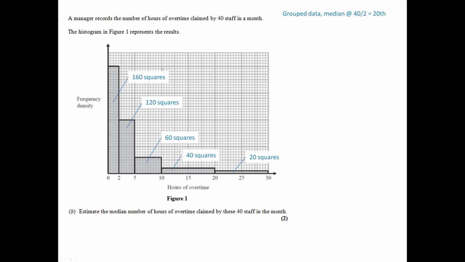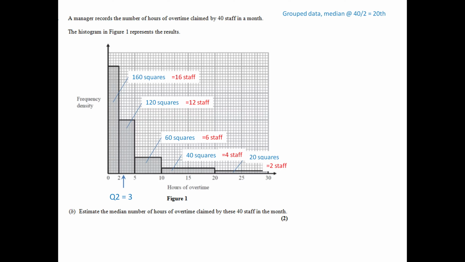So if I look at what each of the bars now represent, that first bar represents 16 staff, the next 12 staff, and so on. If I want the 20th staff member in order, I know I've got 16 covered by this first bar, so I need 4 more, or 4 staff into this bar. There are 12 staff in total in that bar, so 4 out of 12, that's a third of the way into this bar. A third of the way between 2 and 5 is actually 3, so my median is 3. That's a little bit of an unusual way to do it.